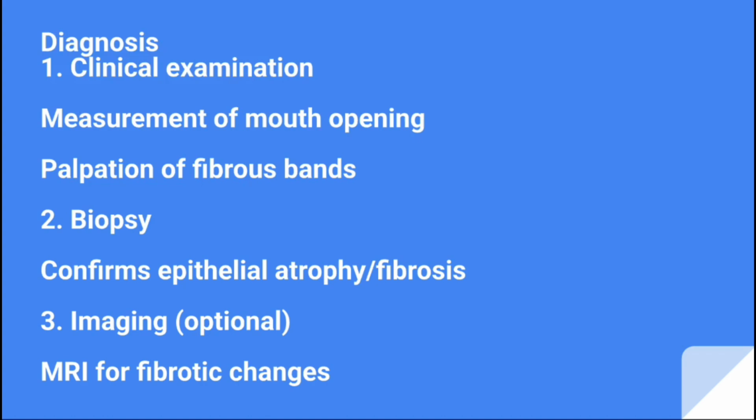So how you will diagnose: clinical examination is the most important thing. Here you measure the mouth opening, you will check how much mouth opening there is. Palpation of the fibrous band by the index finger, you will see how the fibrous band is there. Then biopsy you have to take and confirm epithelial atrophy and fibrosis. Then imaging, MRI or fibroblastic changes you have to check.